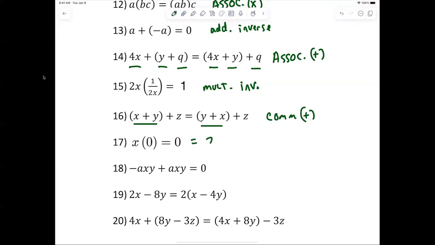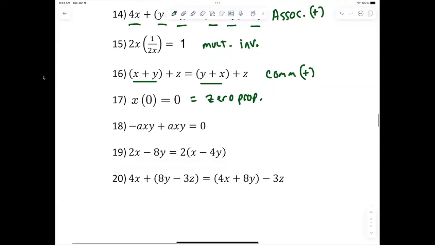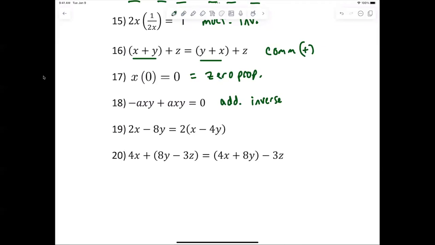The zero property, exactly. And number 18. Mr. Wash. You are amazing. Additive inverse. All right, let's go back up here. What are you thinking? Sadie, you're right. Start with the right side. What did we do to the two? There you go. Distributive property. What's next? Associative. That's correct.